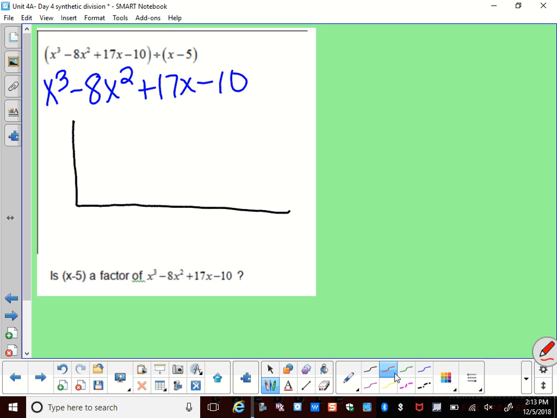What number goes on the outside? What does x equal? 5. Positive 5. So that 5 is right here. And my numbers will be 1, -8, 17, and -10. Okay? So that's what we're going to put right here.